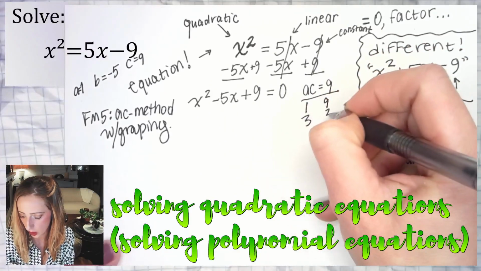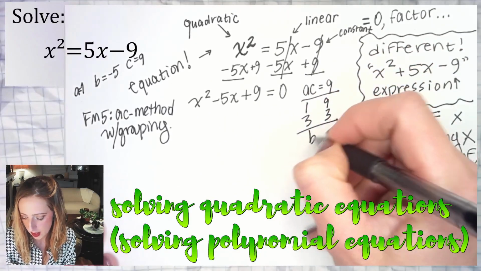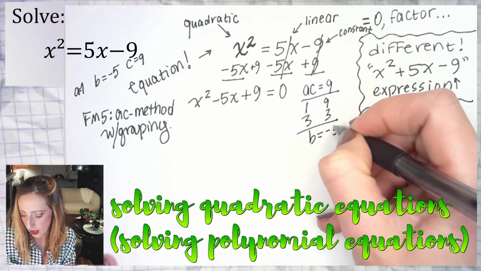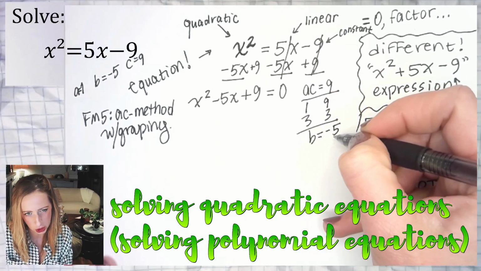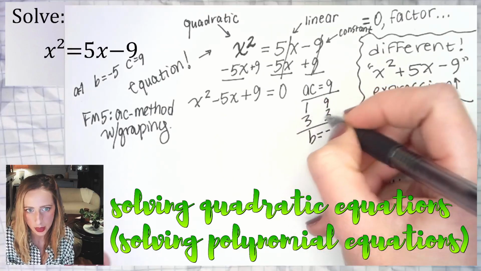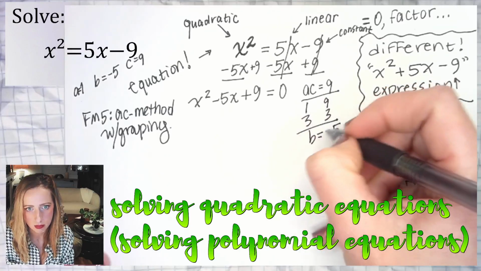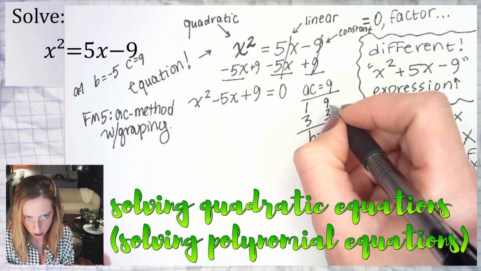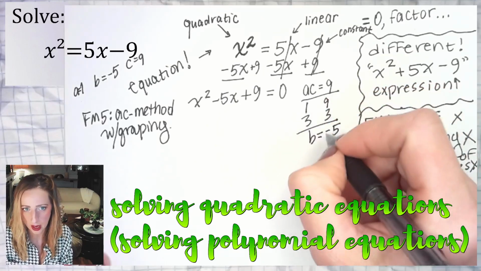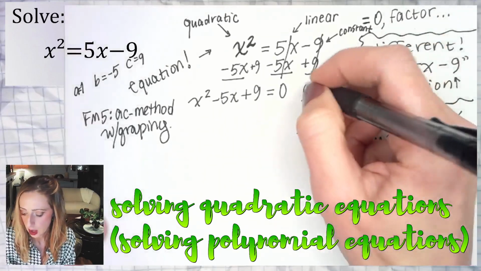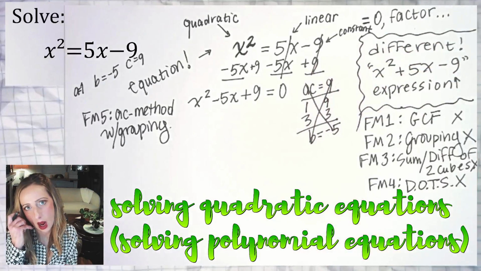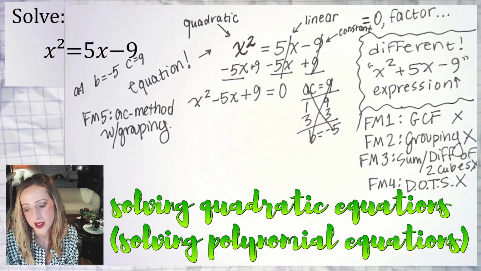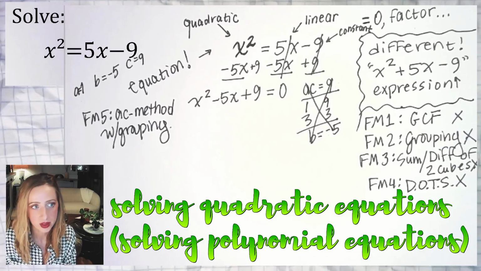Don't try to be a hero. Go in order. Once you got everybody, you check your B value and you look, can I make this B value of -5 with any of these pairs of numbers that I use to multiply for AC, but can I add or subtract them to make -5? The answer is no. What does that tell me? This is not factorable.